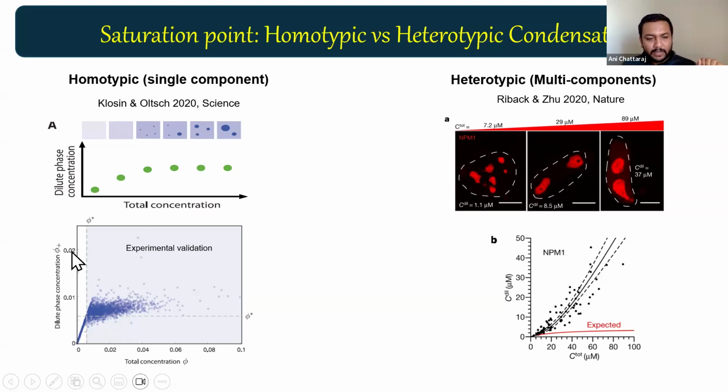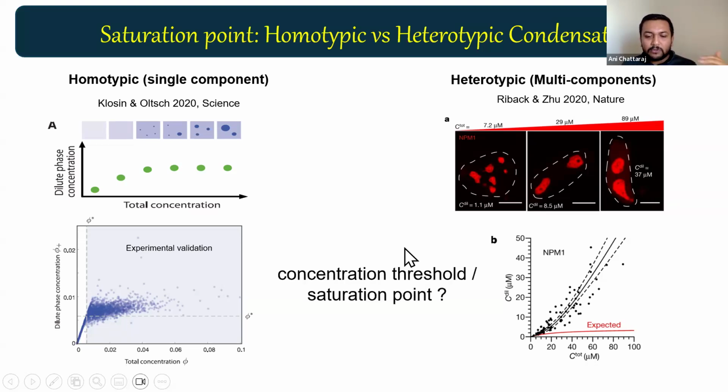This is as opposed to the, quote unquote, expected behavior, and this expectation is derived from the homotypic single component system. So this kind of behavior gave rise to the question: how do we think about the concentration threshold or the saturation point for this sort of multi-component system? That was the question that we were trying to answer here.